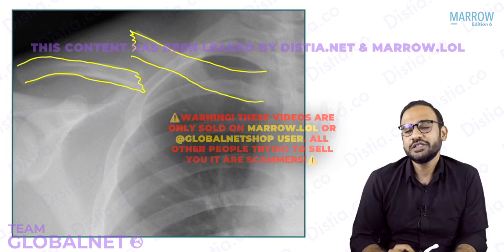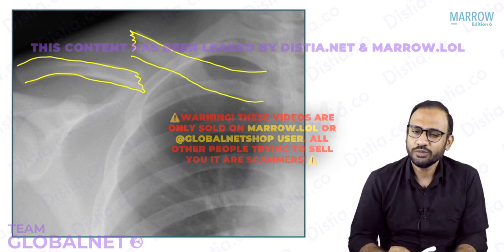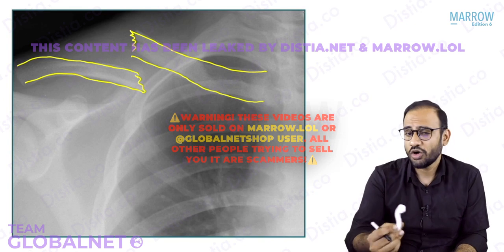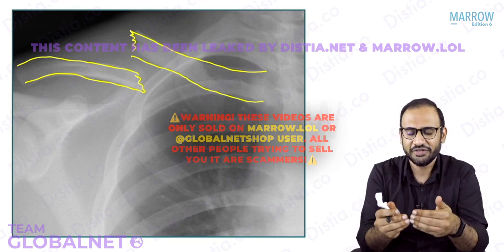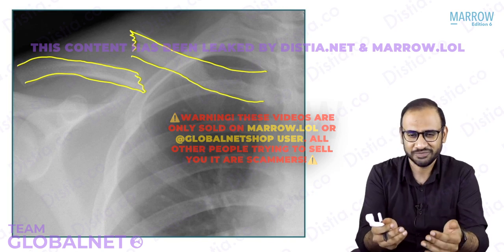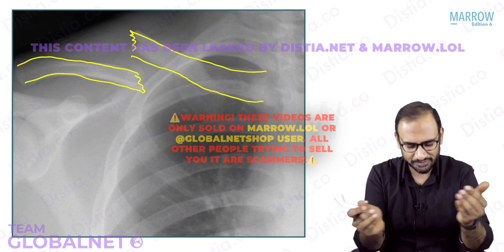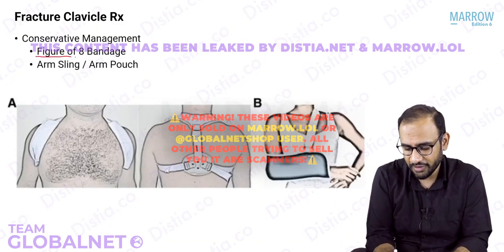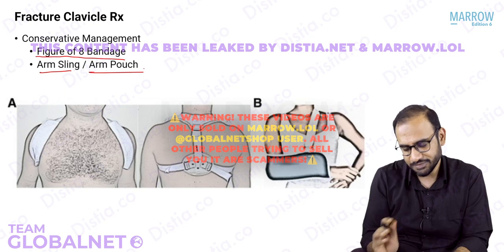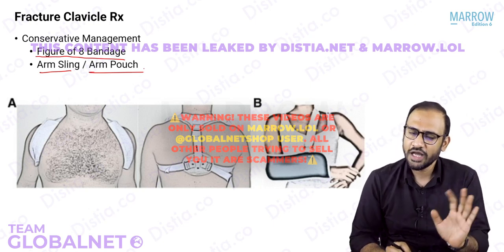Now tell me, what is the treatment of this clavicle fracture? Either way, it is going into malunion, and even if it malunites, there is not a lot of functional loss. So your aim for the treatment is very conservative. Just approximate the fragments so that it unites, just bring them close together. So what are the options you have to bring them close together? Figure of 8 bandage, arm sling or arm pouch.